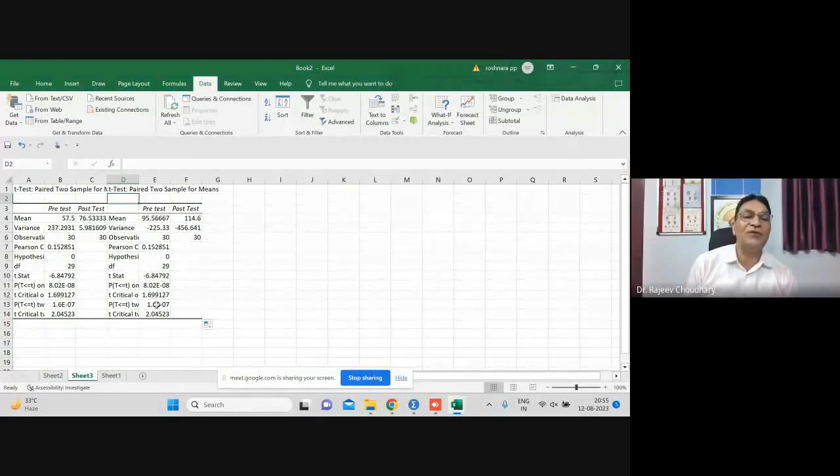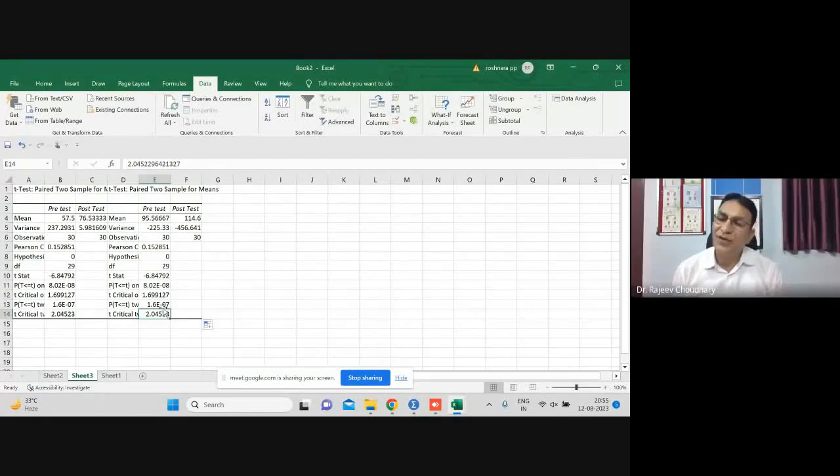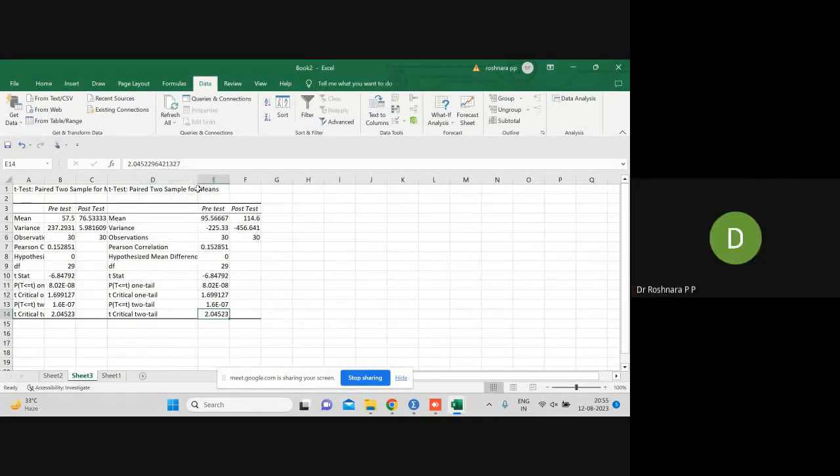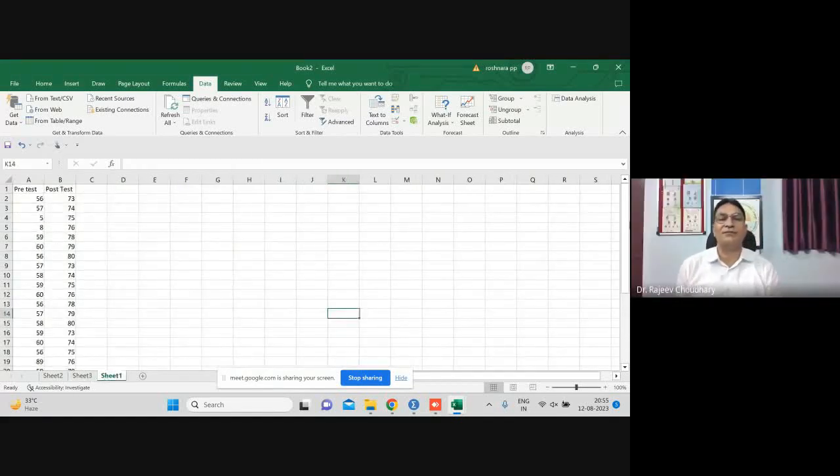See, what is your p-value? Minus 2.04. Madam, p-value cannot be that. It will be in between 0 to 1. Okay, sir, but this is what I'm getting. No, it's not possible.